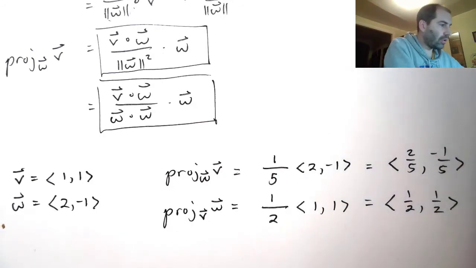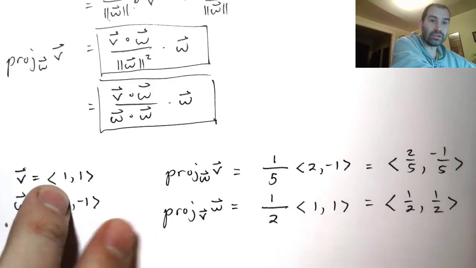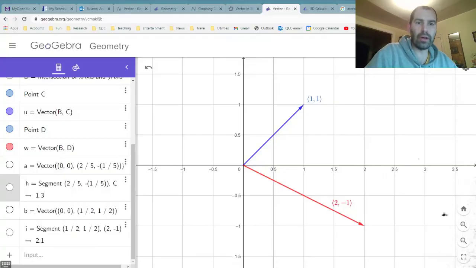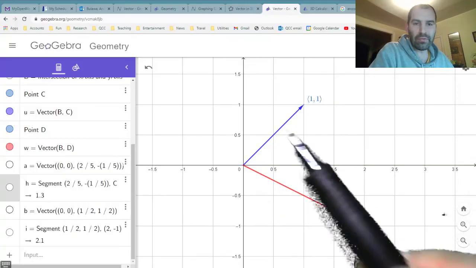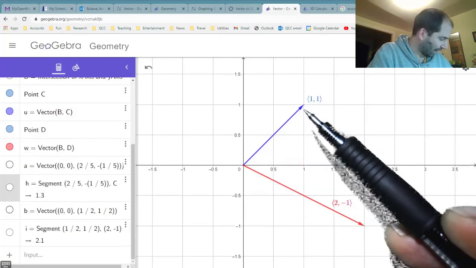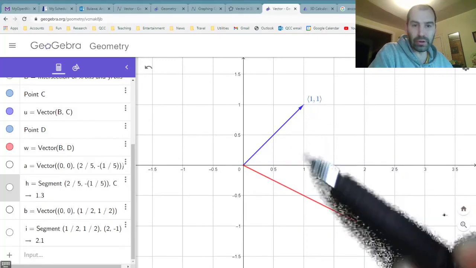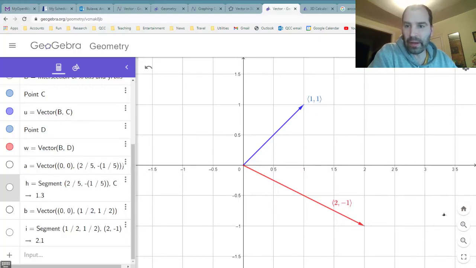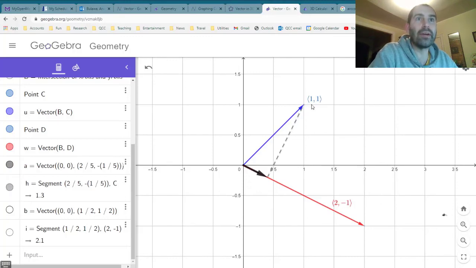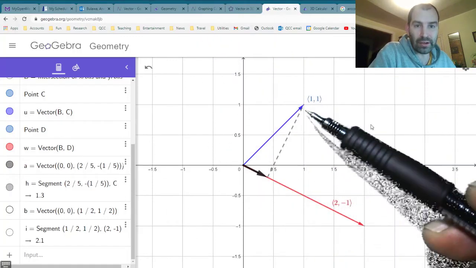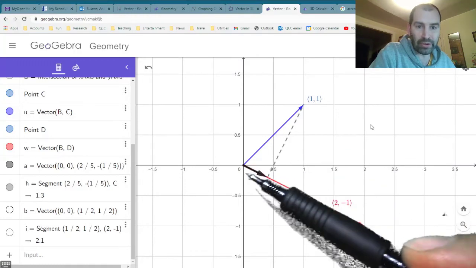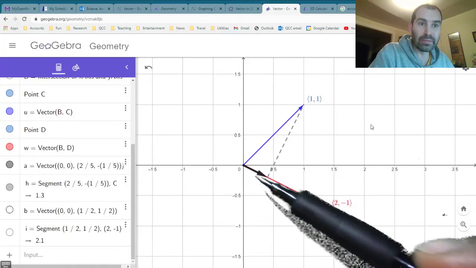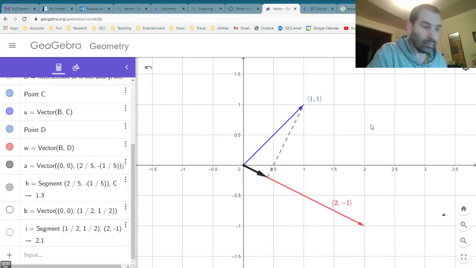Okay, I just wanted to show you a pictorial representation of what we just did here. Okay, here we go. So here we have the vector 1, 1. The first thing we did is we projected that onto this other vector, 2, negative 1. And so when we do that, we got this resulting vector. And you can see all we did is we dropped it down orthogonally, and then we ended up with this vector. This was the answer to the first problem we did, right? The vector 2/5, negative 1/5.